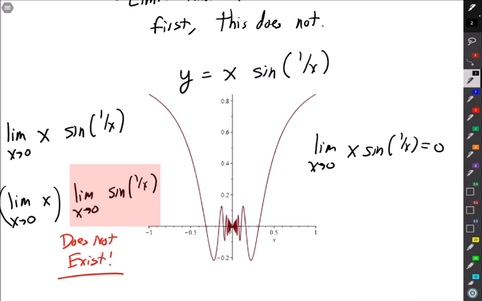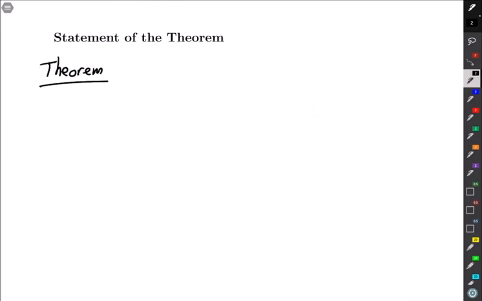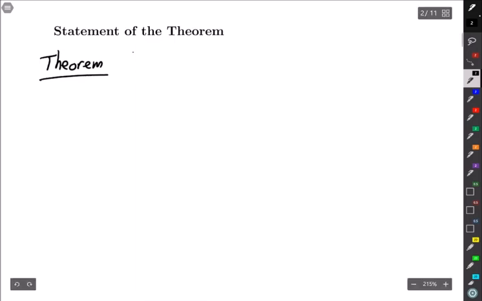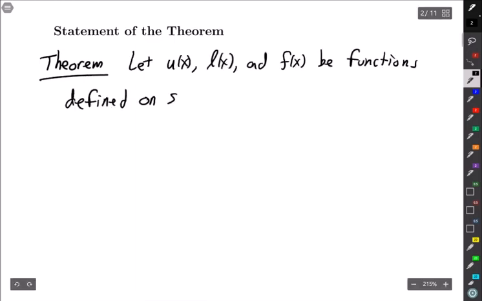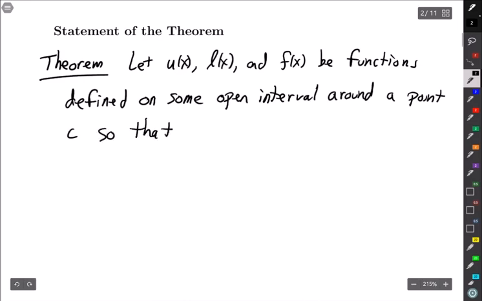What does the squeeze theorem actually say? So what I need for the squeeze theorem is I need 3 functions. I need f of x, the function I care about, as well as 2 other functions, u of x and L of x, where u of x is an upper bound or bigger than f, and L of x is a lower bound or less than f, all on some interval around some point c. And now here are the conditions I need for u to be bigger than f and L to be less than f everywhere except for c.